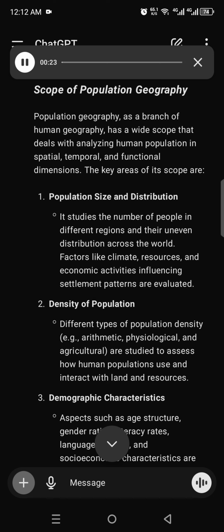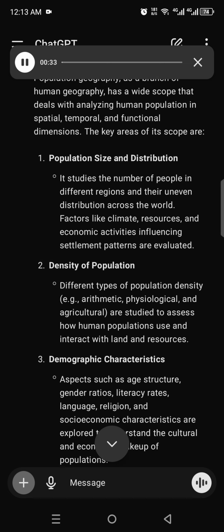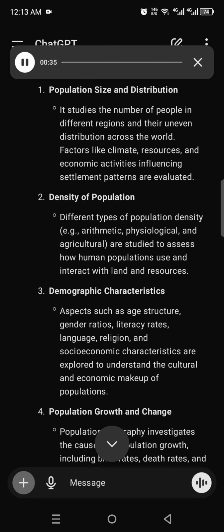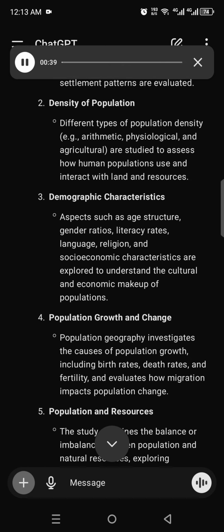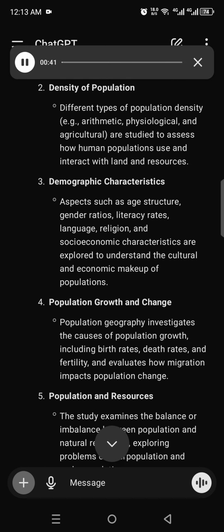Population size and distribution. It studies the number of people in different regions and their uneven distribution across the world. Factors like climate, resources, and economic activities influencing settlement patterns are evaluated. 2. Density of population. Different types of population density, e.g. arithmetic, physiological, and agricultural, are studied to assess how human populations use and interact with land and resources.